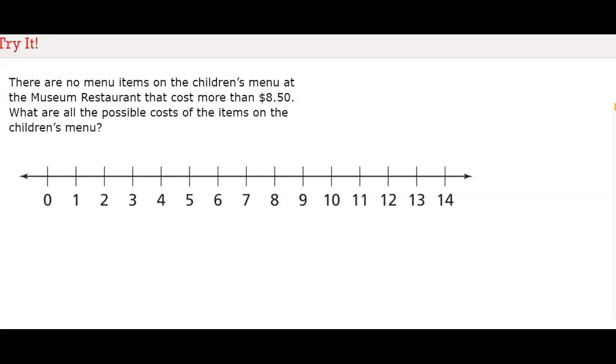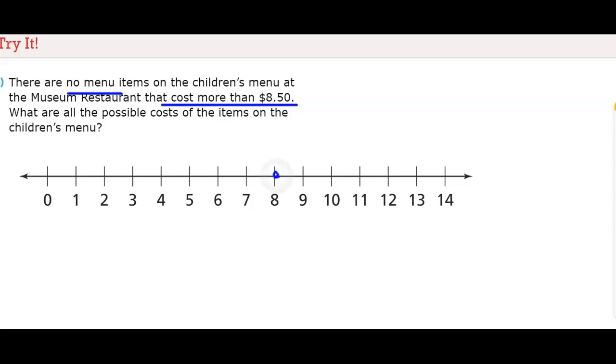There are no menu items on the children's menu at the museum restaurant that cost more than $8.50. What are all the possible costs of the items on the children's menu? It tells us that the kids' menu costs more than $8.50. There are none. So that means that the kids' menu cost can include $8.50, but it is definitely not more than $8.50.